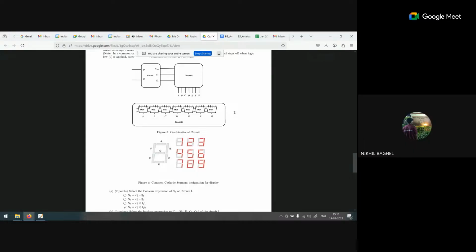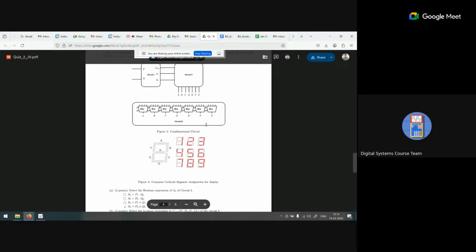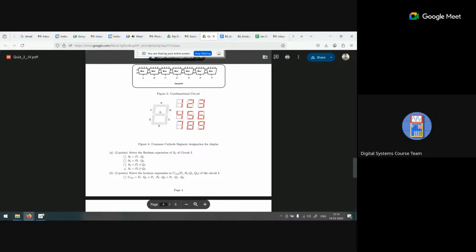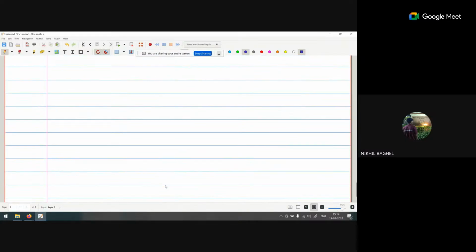I am not able to approach this concept asked in question two. They are asking for the expression for the C out. So basically, I am not able to calculate the C out. So for example, we are taking P1, P naught, Q1, Q naught. With respect to that, we are getting S1, S naught, and C out.